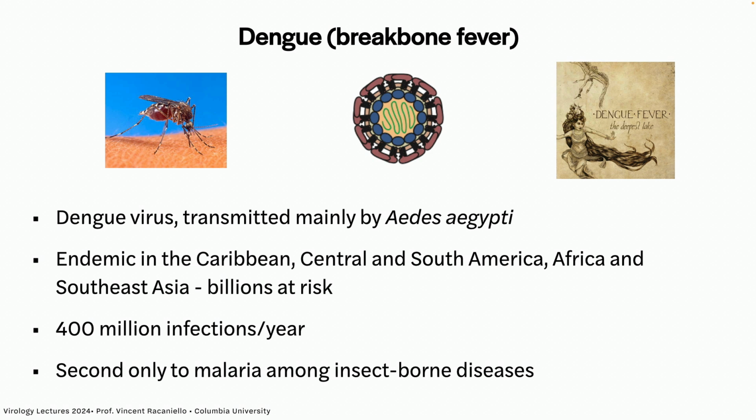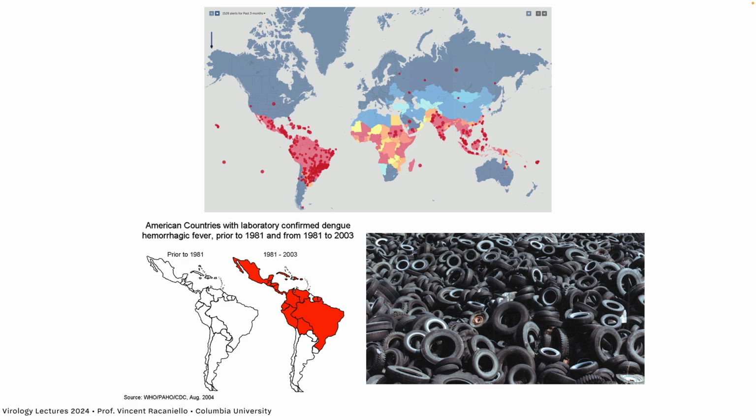And it's endemic in areas where Aedes aegypti are present. Many billions of people are at risk because these areas are highly populated. You get about 400 million infections a year, and it's second only to malaria among insect-borne diseases. This is the region where dengue is present. And again, it's the range of the Aedes aegypti mosquito.